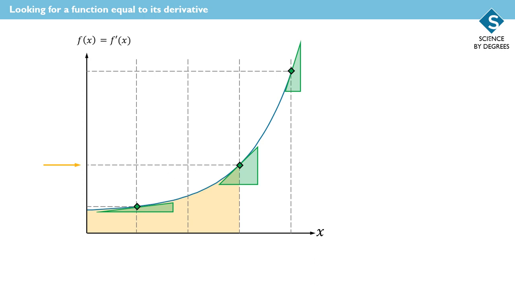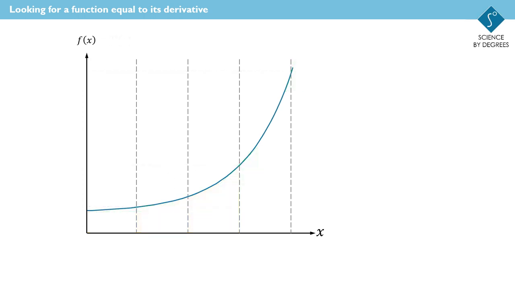So the question now becomes, well, which mathematical function will do all this for us? Well, it seems like a promising function might be something like 2 to the power of x. But then, why 2 to the power of x? Why not 5 to the power of x?